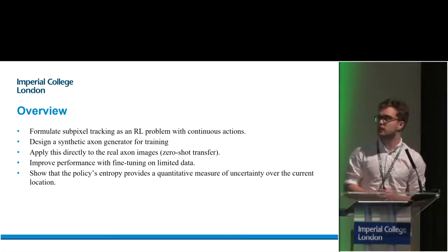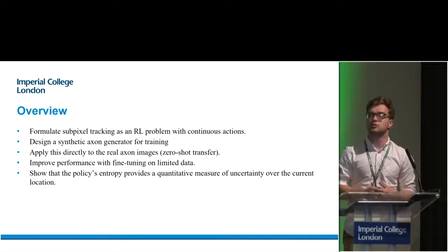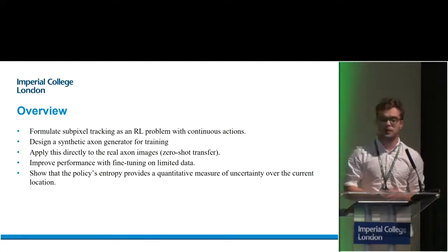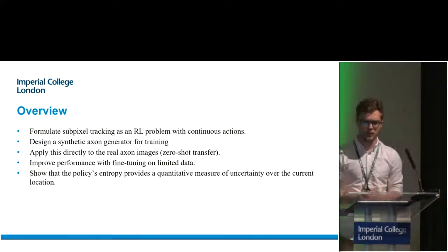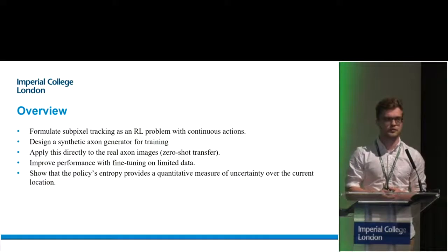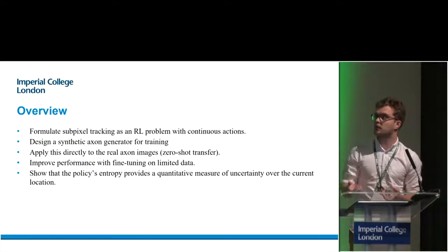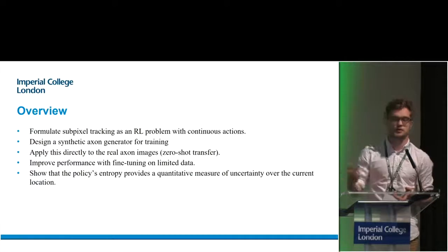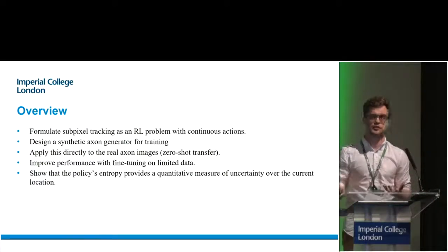And we're able to successfully transfer this to real microscopy data from a mouse cortical data set and achieve good results. We improve our performance by fine-tuning on a limited amount of labeled microscopy images. And we also show that the entropy of the policy network actually gives us a measure of uncertainty, which is unique to this method.